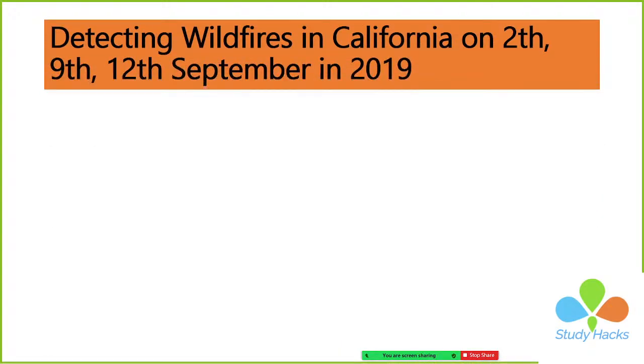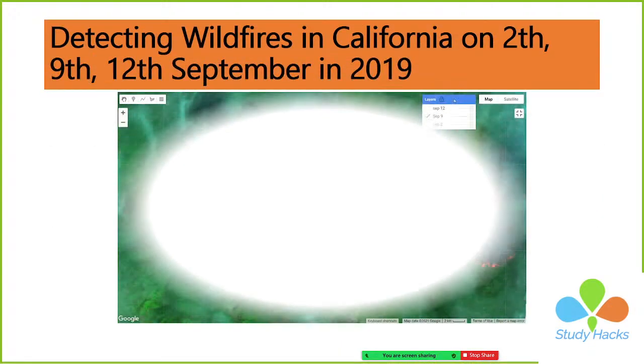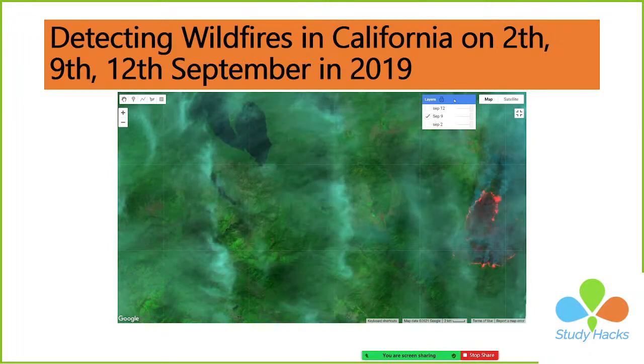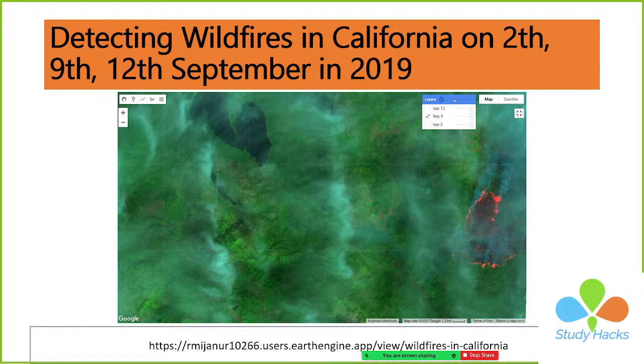So this is another one for detecting the wildfires in California. You can see we can easily identify the wildfire in a forest area. We can easily identify it using the satellite remote sensing technique. We can also do this on the Google Earth Engine platform. You can see I also made the Earth Engine web application map. Anyone can easily get this app.